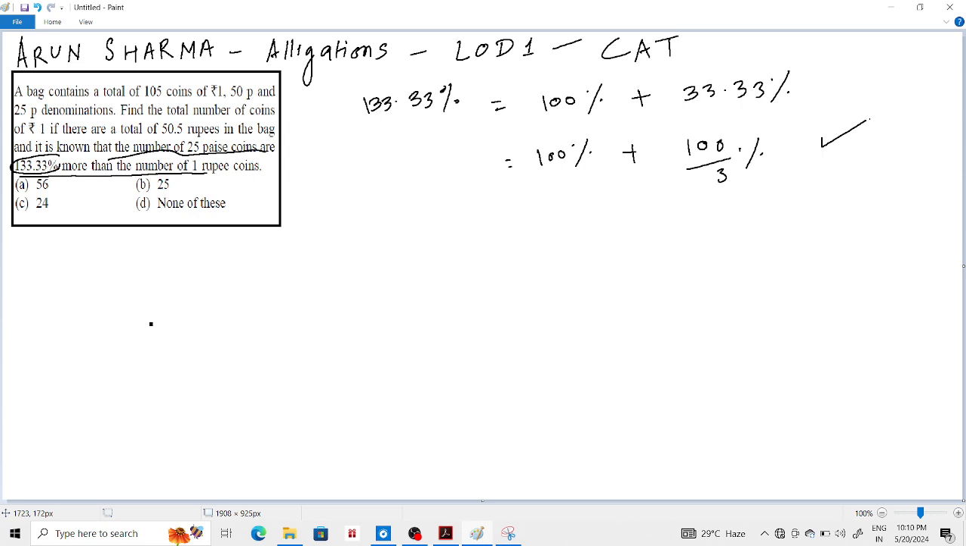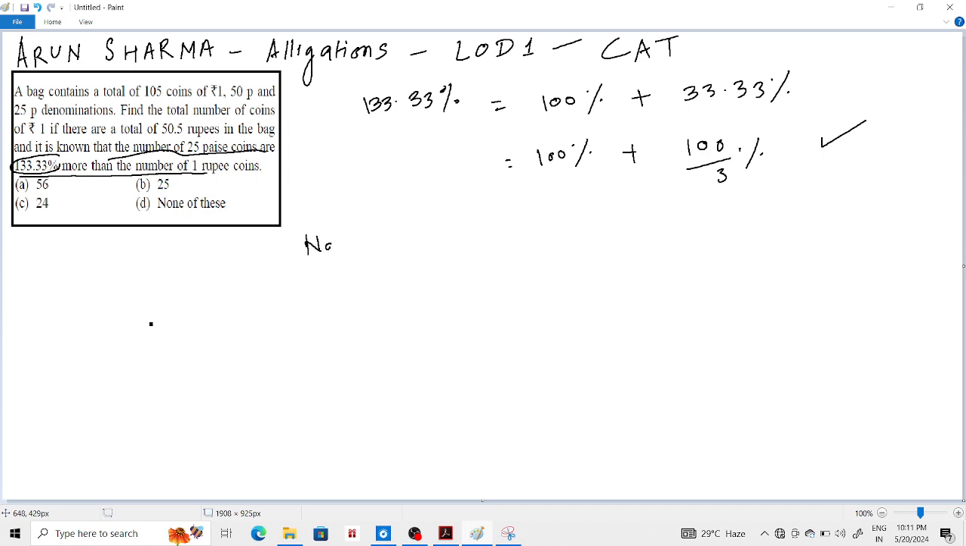Next we can see that we have four options over here, 56, 25, 24 and none of these. We are going to leverage these options in order to reach our conclusion. This is another very effective shortcut approach for CAT. Since for most of the sums we will have options, we can leverage options judiciously and can get our sum done very easily. Since the question is to find the total number of coins of rupee 1, our target is to find out how many 1 rupee coins there are.